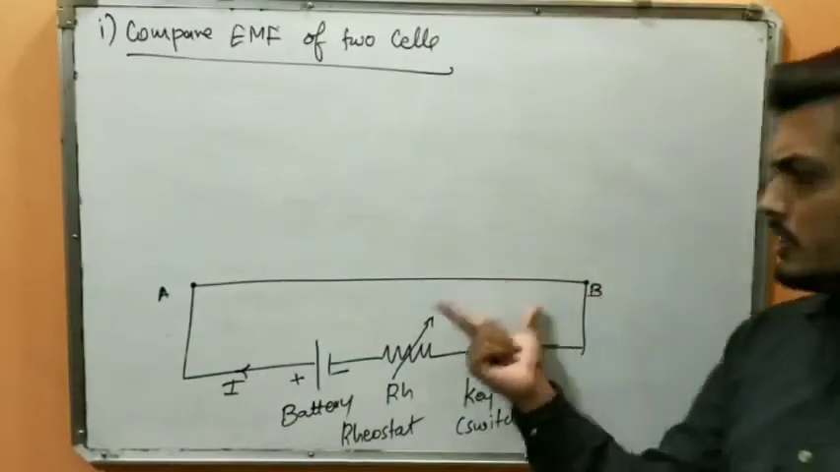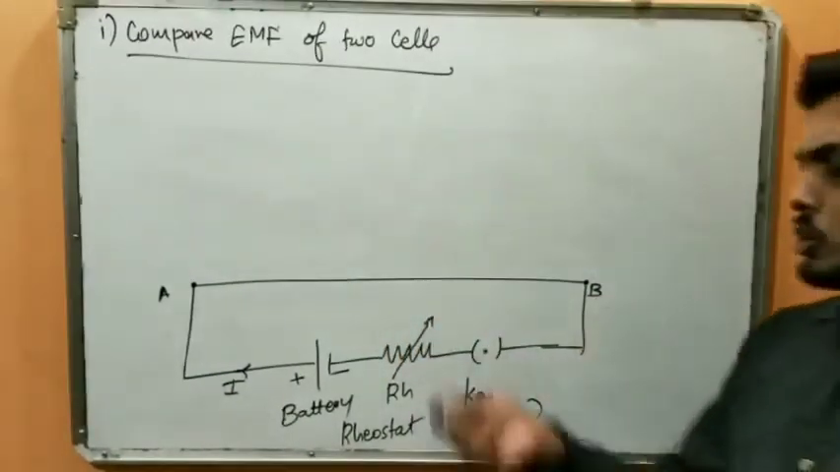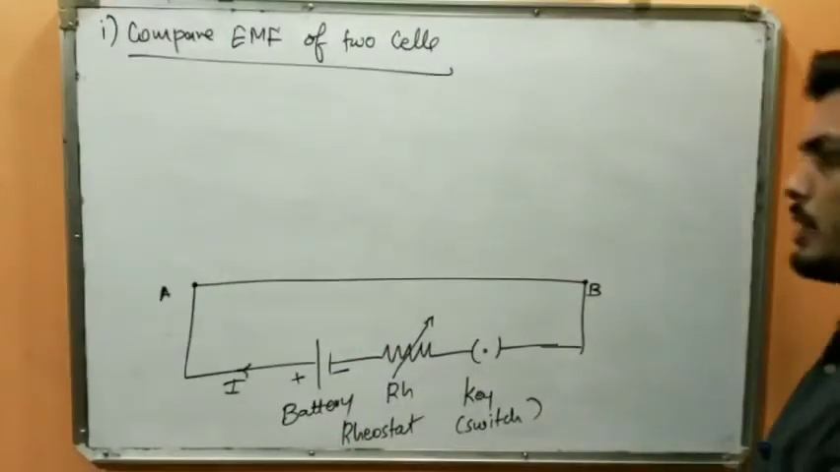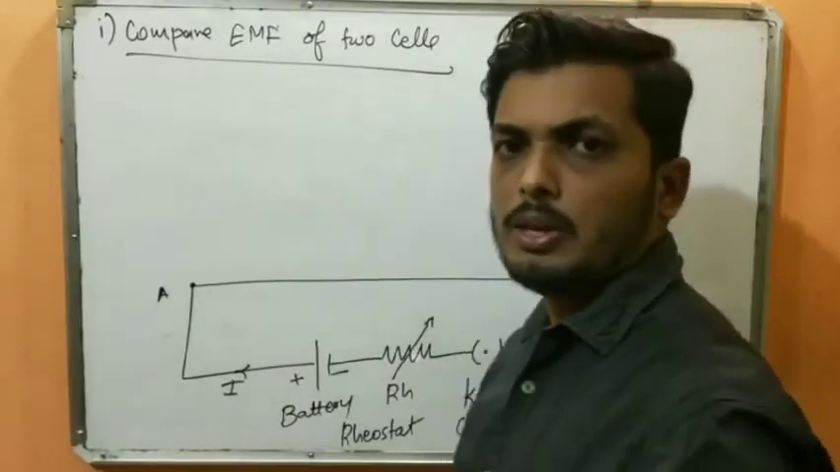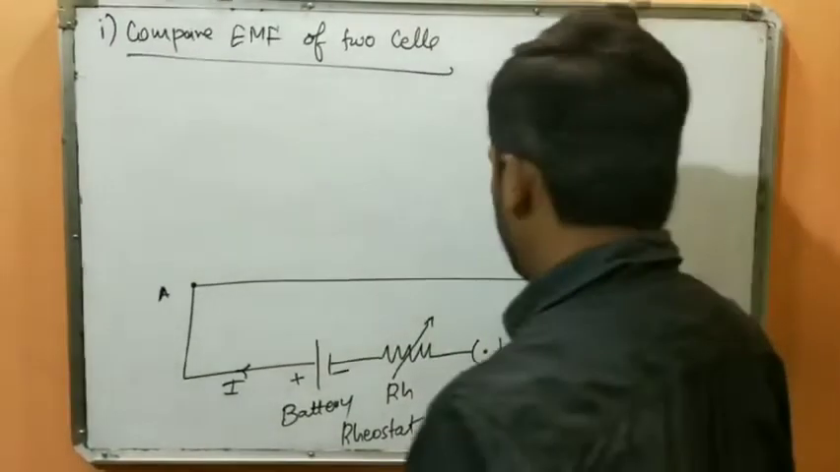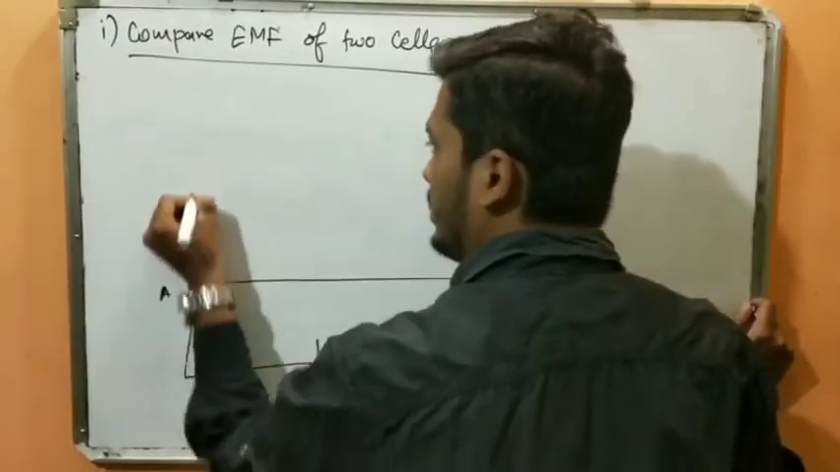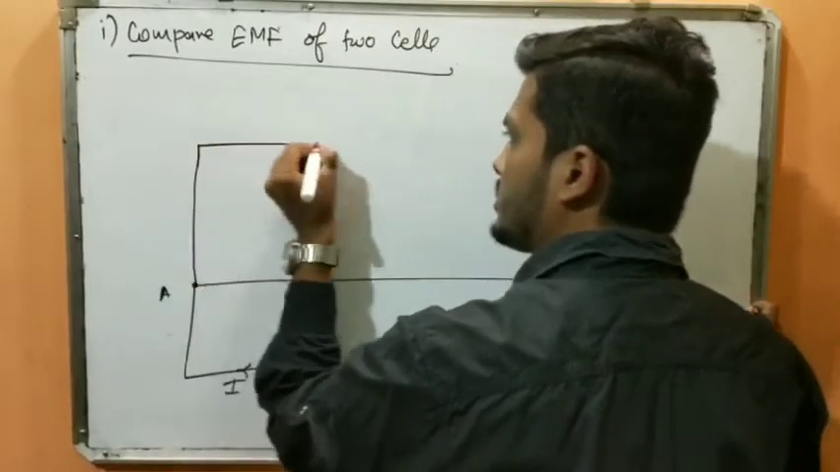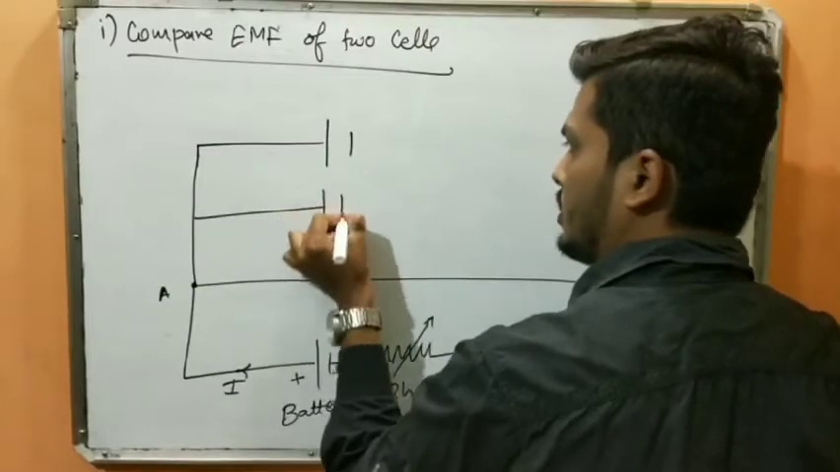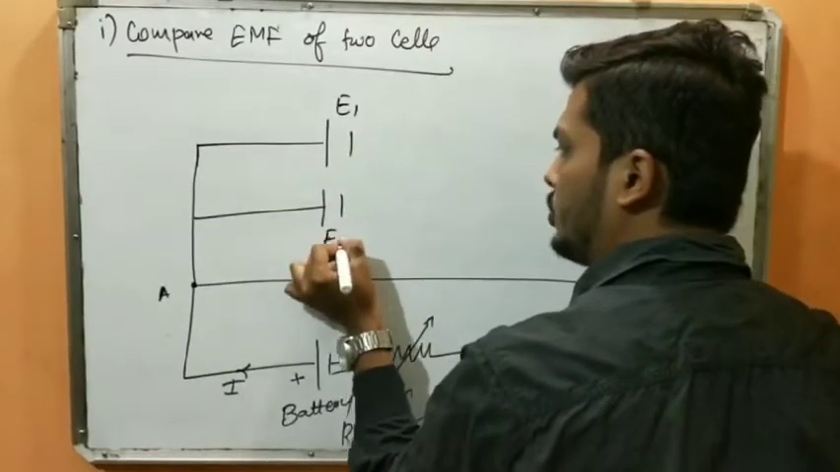Make sure that this wire is of uniform cross-sectional area, so that there is no variation in the resistance, because you know resistance depends inversely upon the cross-sectional area and directly upon the length of the wire. So what I will do here is connect this with two cells. This is my cell E1 and this is my cell E2.